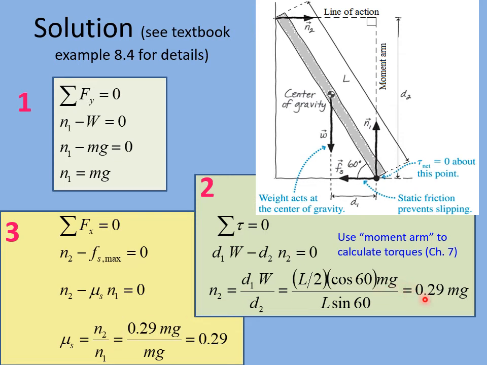And N2 we found was 0.29 mg, N1 was mg, so the mg's cancel. So notice we don't even have to know the mass or the length of the ladder to solve this problem. The L's canceled here, the m's canceled here, and all we're left with is our answer. The static friction coefficient must be 0.29 or greater.